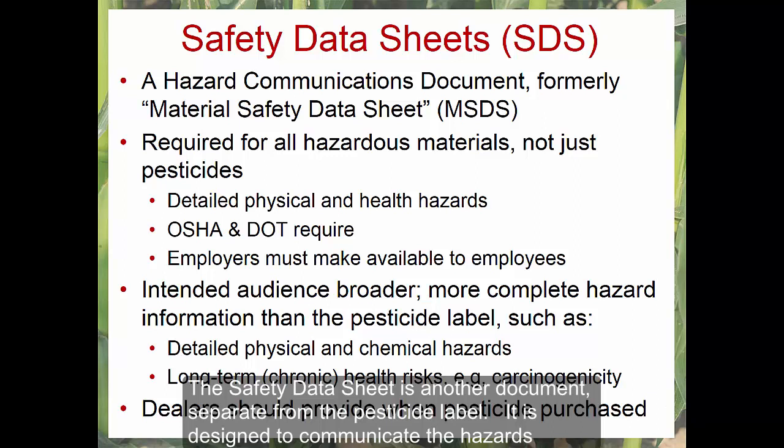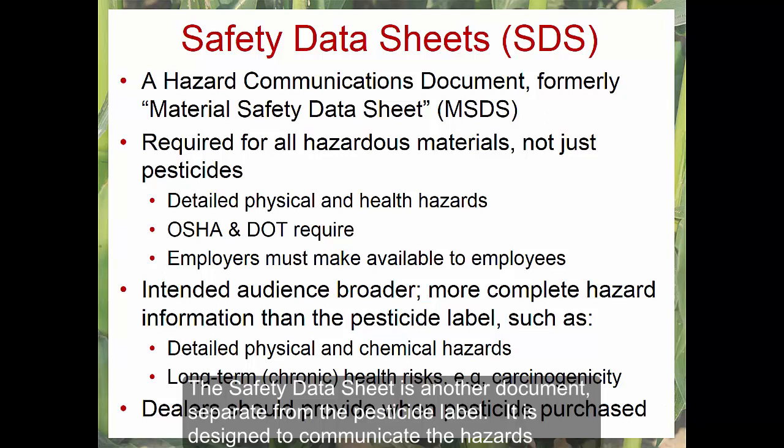Now, I've finished looking through the key sections of a pesticide label. There's one more document that I want to talk about. It is called a safety data sheet. This is separate from the pesticide label. It is another type of document that's designed to communicate the hazards associated with any hazardous substance, pesticides being only a small subset of hazardous substances. So manufacturers prepare a safety data sheet for any hazardous substance.